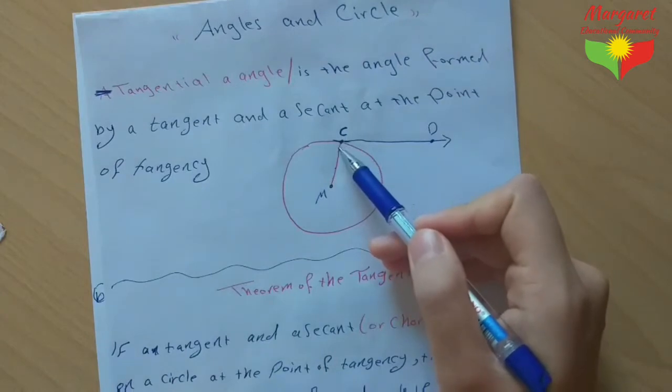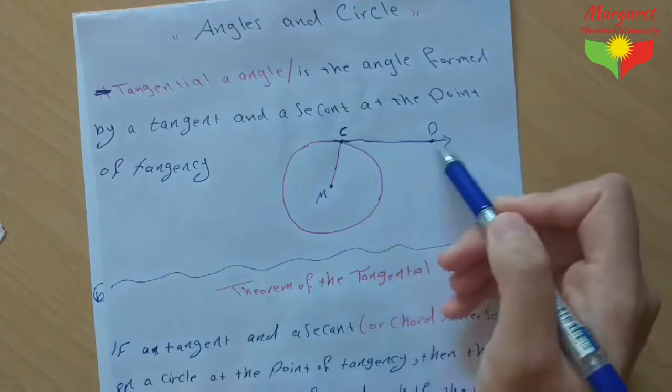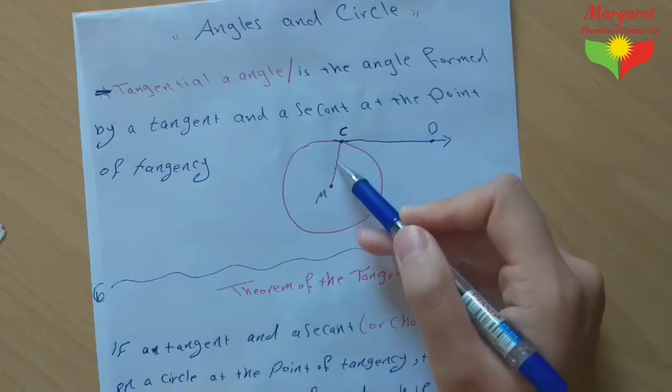The point C is called the point of tangency and always the tangent line is perpendicular to the radius of the circle.